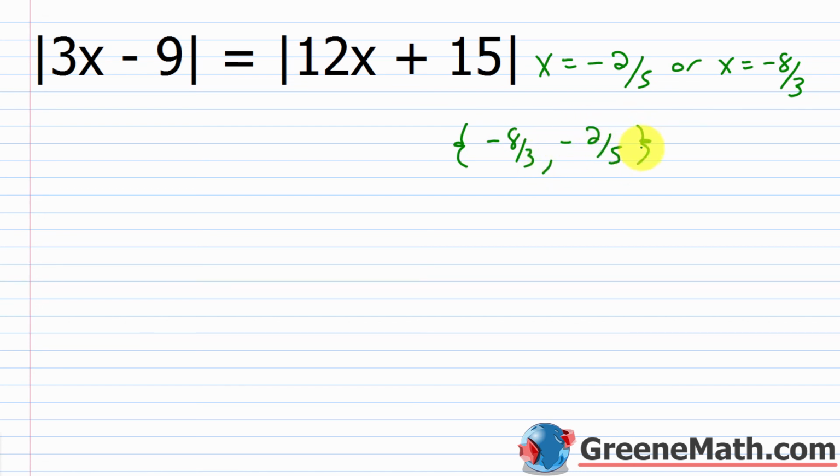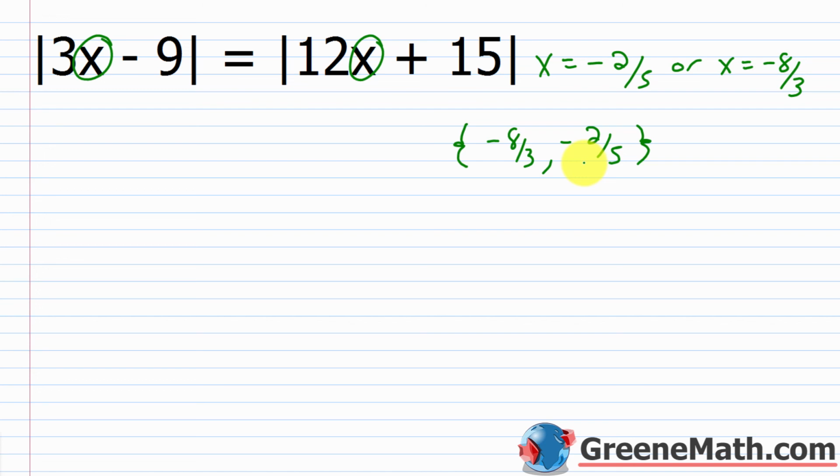And I'm not going to check this. I'm going to leave this up to you to check. Again, you're going to plug in each value for each occurrence of x. So I'd plug in negative 8/3 here and here. I would evaluate and make sure I get the same value on the left and the right. And I'm going to do the same thing with negative 2/5.